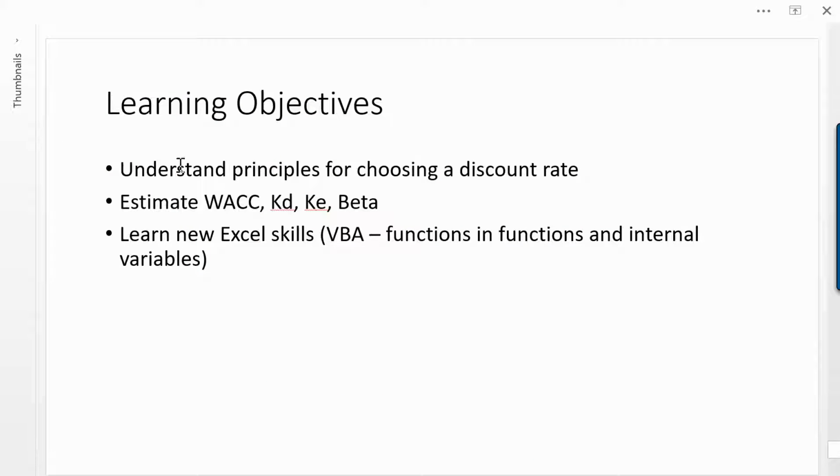So in this topic, we talked about the principles for choosing a discount rate. Those two principles are, first, the discount rate should reflect the risk of the project, not necessarily the firm. And the second thing we talked about is that the cost of capital is a likely candidate for NPV discount rates and IRR hurdle rates. And the WACC is the cost of capital for the firm, and it's legitimate to use that if we think that the risk of the new project is similar to the risk of the firm. And we learned some new VBA skills, creating internal variables.